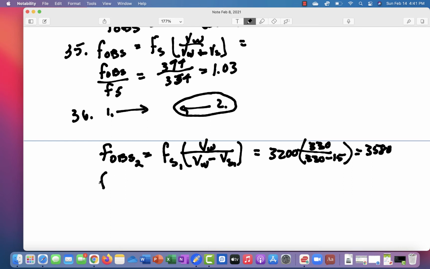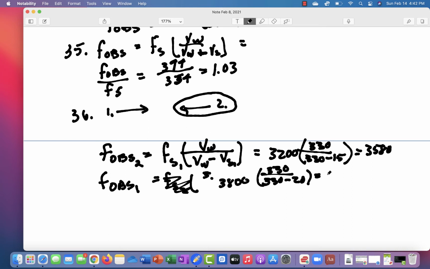The second bird, actually the first bird, is the source of the second, and let's just skip this and say the second screech is 3,800 times 330 over 330 minus 20, which is going to equal 4,230.